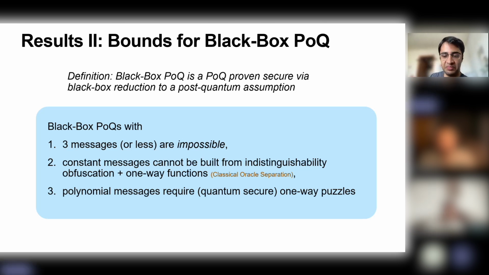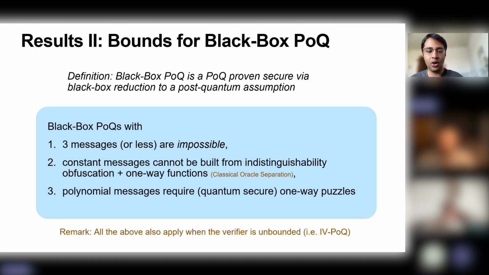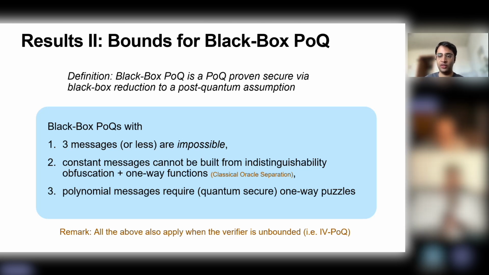Okay, so any questions at this point? Yeah, one remark I want to add. All of these above also apply when we allow the verifier to be unbounded. So here we are not using the efficiency of the verifier. So even for an unbounded verifier.